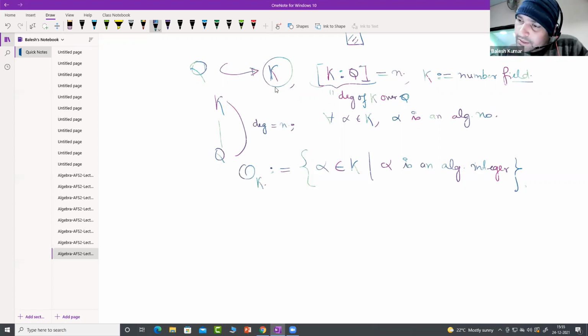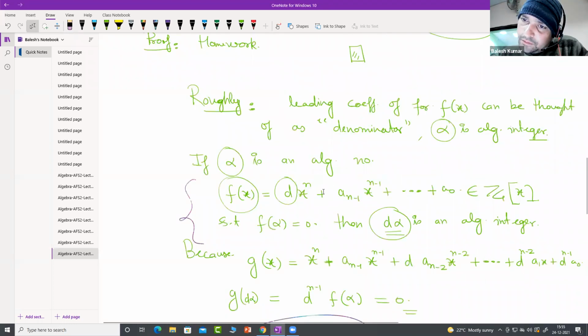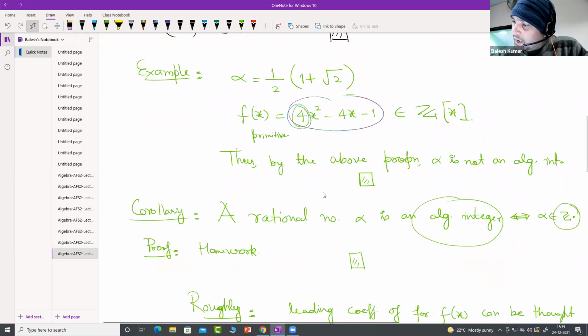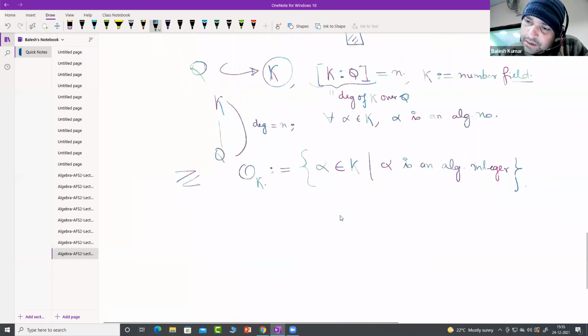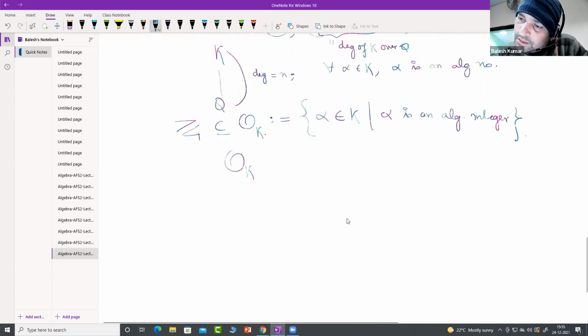And one can very well check, by the above corollary that we have taken, that any rational number which is an algebraic integer has to be an integer. So therefore we see that the set of integers Z sits inside this set, and in fact it can be proved that this O_K is an integral domain. That means addition and multiplication of algebraic integers in O_K is again an algebraic integer.